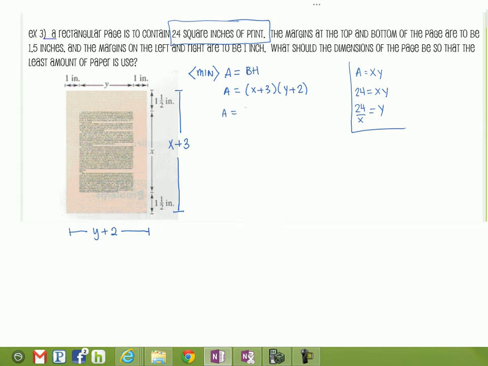So the area is equal to x plus 3 times y, which is 24 over x, plus 2. I'm going to choose to multiply this out so I don't have to do a product rule. So I get 24, 2x, 72 over x, and the last value would be 6. Let's clean that up, and I get 2x plus 72x to the negative 1 power plus 30.